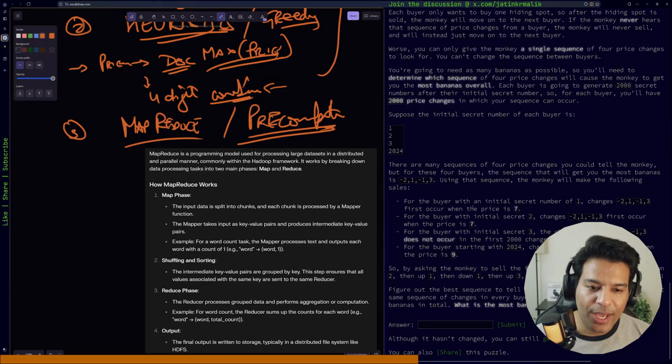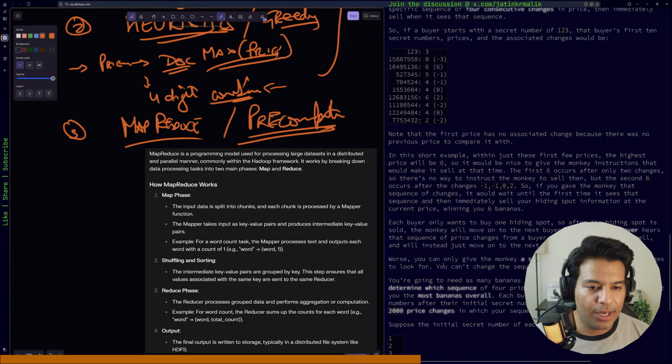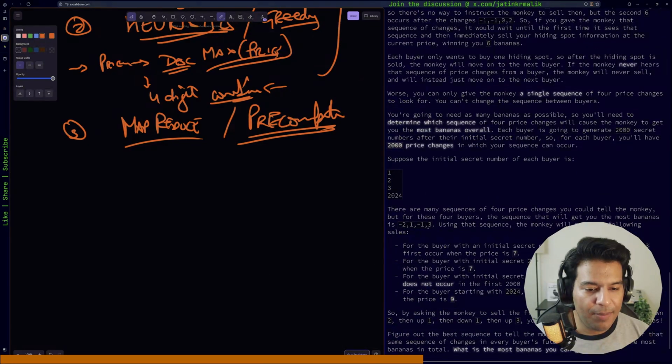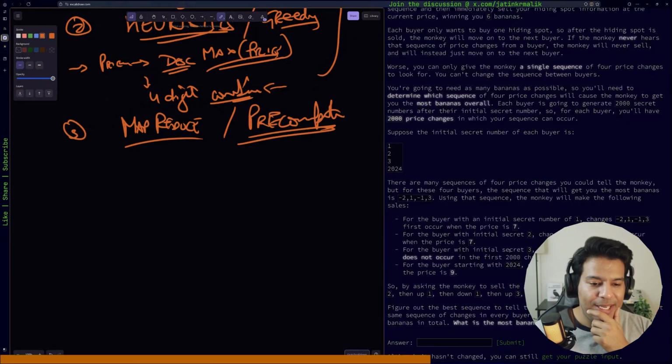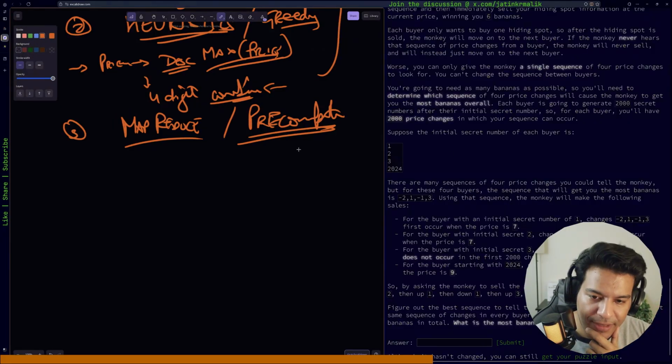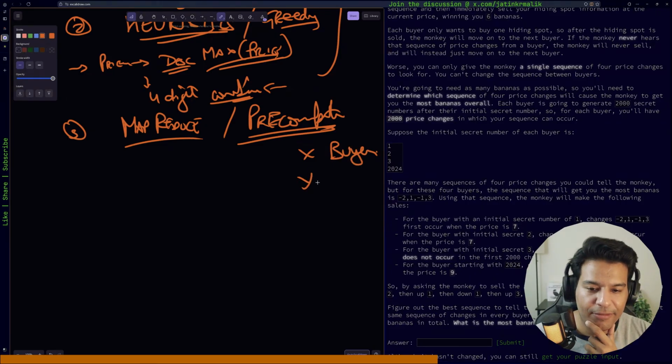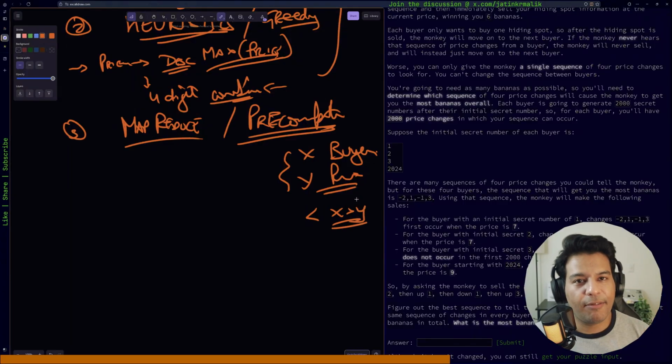But looking at the example that was given to us, we can see that there are a bunch of sequences that will be common for most of the buyers. That will give us the answer, which means that even if we have X buyers and they have Y prices across them, the number of total sequences will still be less than X times Y, because not all buyers have unique sequences. There are some sequences that are common.